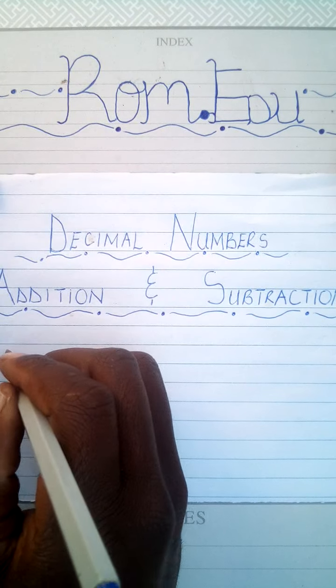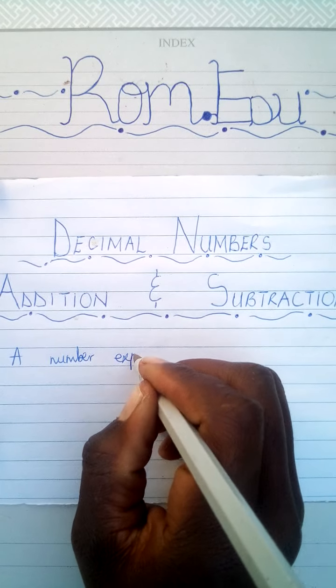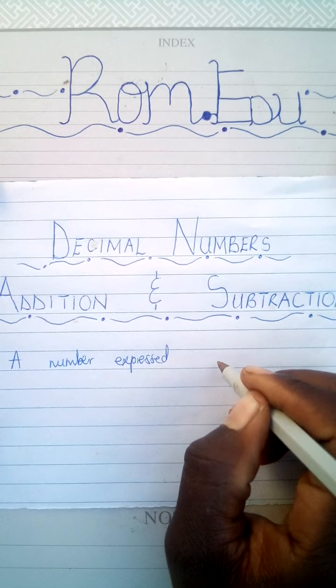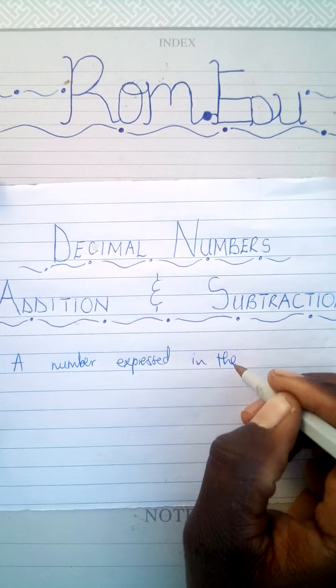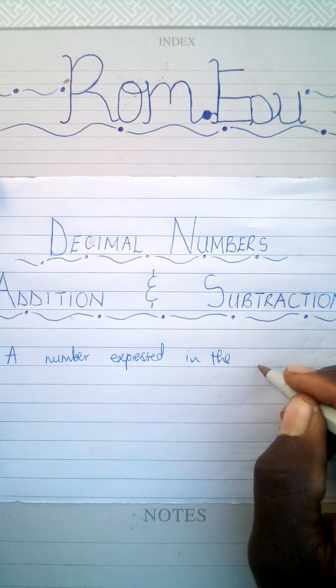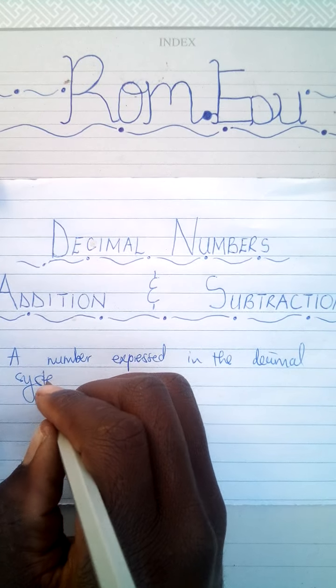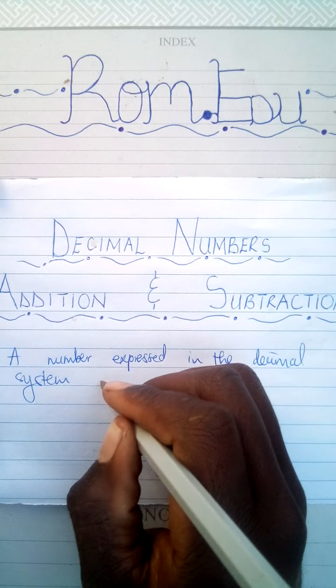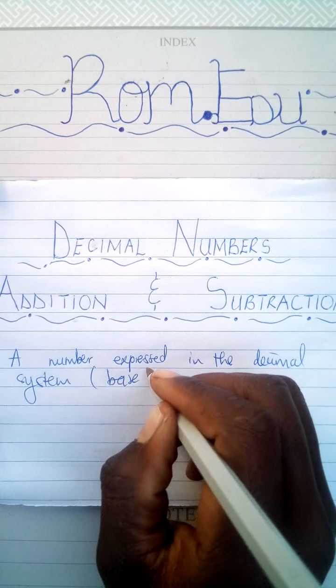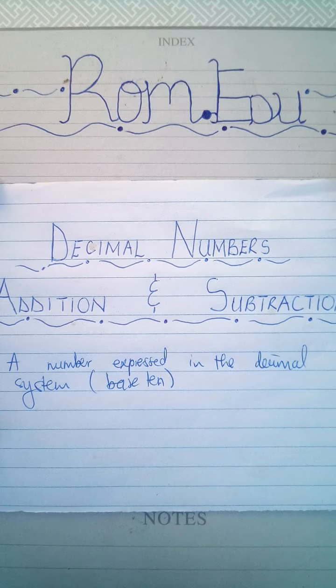So we're saying a number expressed in the decimal system, especially the base 10. Remember, we have different bases. We have base 2, base 3, base 4, and so on, where numbers can be expressed as in.